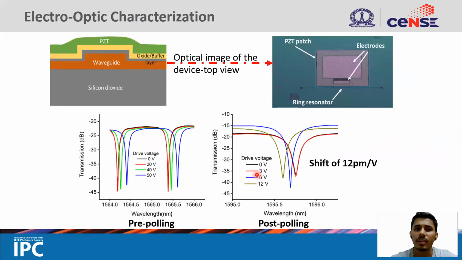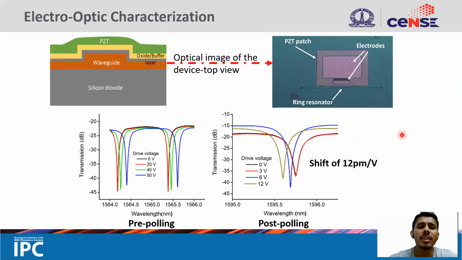We go ahead and deposit the PZT layer on top of our passive device. In our case, it's a silicon waveguide with a racetrack ring structure. And then this is a schematic diagram, a cross-section view of the structure that we have made, where we have the waveguide, a buffer layer, and on top of it, we have the PZT.